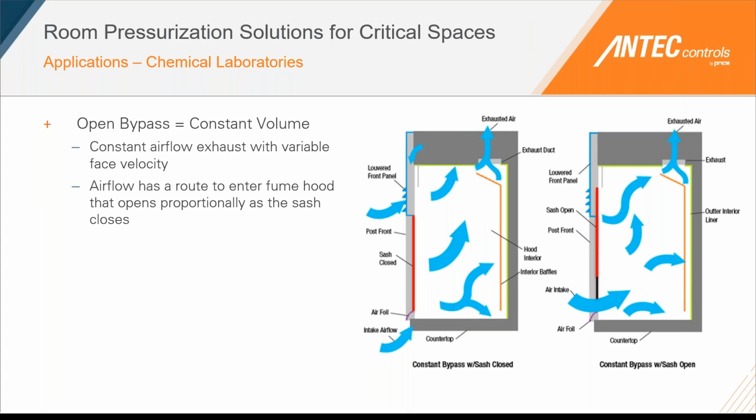With an open bypass fume hood, these are typically constant volume hoods operating at a constant airflow set point. And essentially how the face velocity is varying is based off of the sash position. As that sash opens up and it covers that louvered front panel, we're going to have more airflow come through the front of the sash. So typically these constant volume hoods are designed so when the sash is at the operating position, we're able to maintain the required face velocity set point and containment.